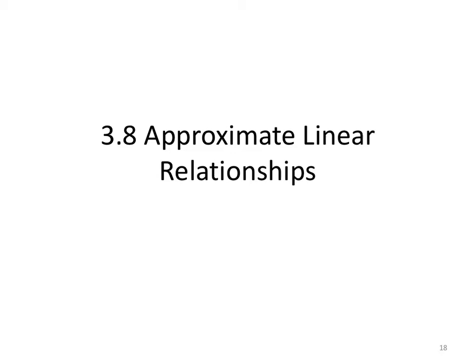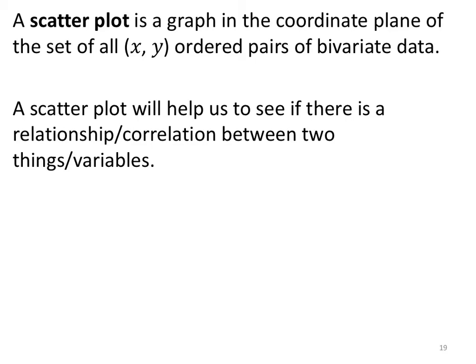All right, our next section is 3.8, approximate linear relationships. A scatter plot is a graph in the coordinate plane of the set of all XY ordered pairs of bivariate data. By the way, we've been dealing with bivariate data already, so, as scary as it may sound right now, we've been doing it already as it is. So a scatter plot will help us to see if there is a relationship or correlation between two things or variables.